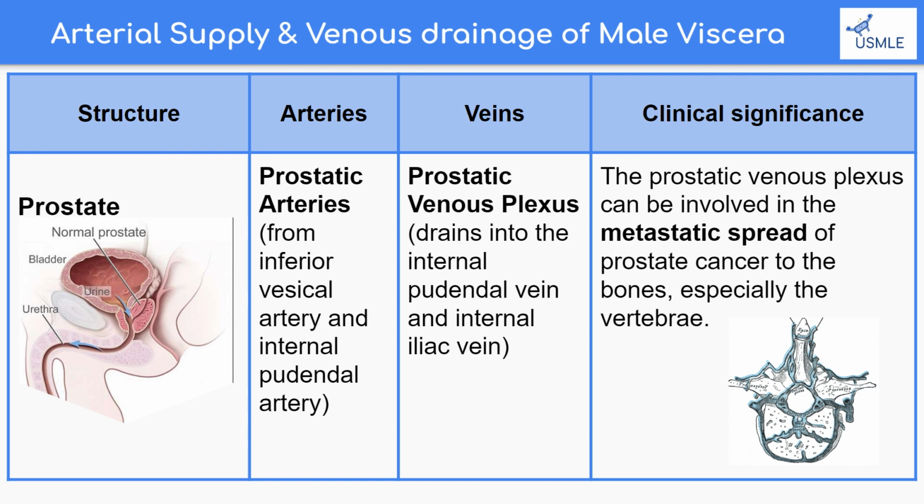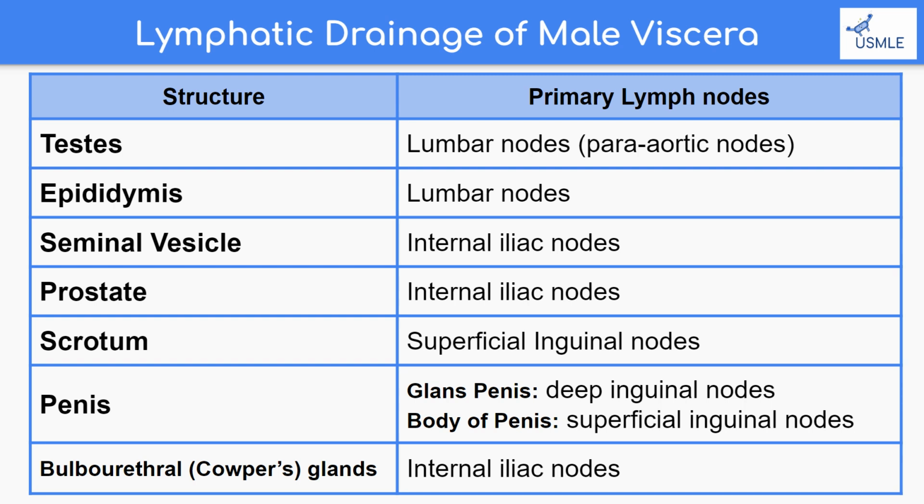Talking about metastatic spread, it is not limited to the venous drainage, but also lymphatic drainage. Here we look at the primary lymph nodes draining each of the reproductive structures listed. The testes and epididymis drain into the lumbar lymph nodes, also called the para-aortic lymph nodes, the seminal vesicle and the prostate into the internal iliac lymph nodes, scrotum into the superficial inguinal lymph nodes, and the external genitalia into the deep and superficial inguinal lymph nodes.